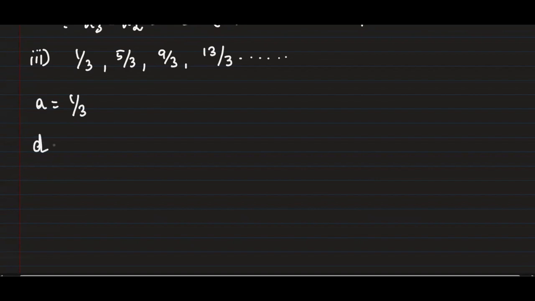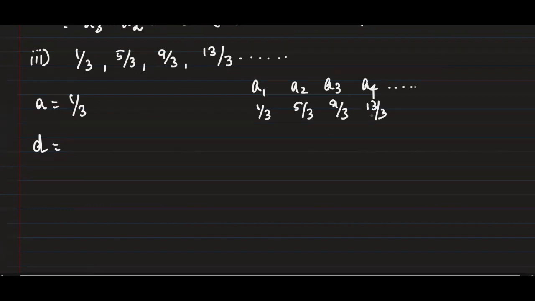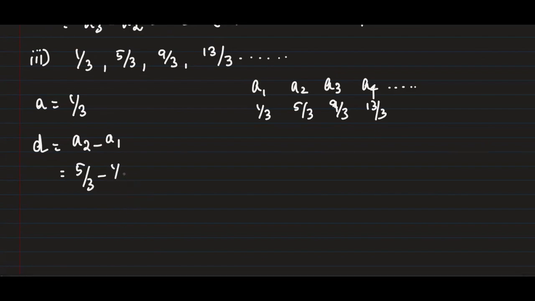To find D, we will just write A1, A2, A3, A4, which are 1 over 3, 5 over 3, 9 over 3, and 13 over 3. So D value is equal to A2 minus A1, which is nothing but 5 by 3 minus 1 by 3, which is equal to 4 by 3. The LCM will be 3 and 5 minus 1 will become 4.